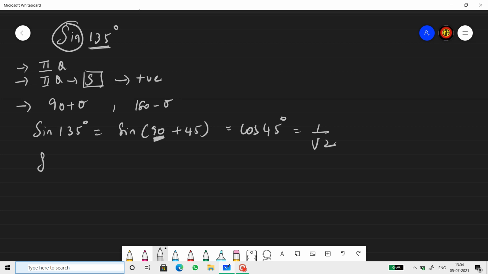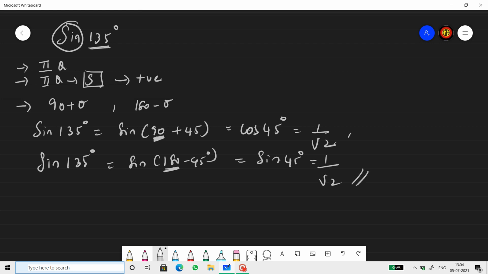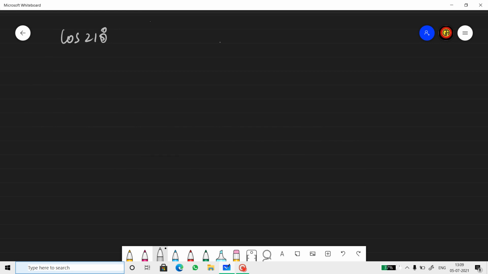Now, in case I opt to split using 180, then I'll write sine 135 degree as sine 180 minus 45. 180 means no complementary and all. So sine comes as sine itself and 45 degree. So both ways, the end answer will be the same. Alright. So a few more examples to understand this better.